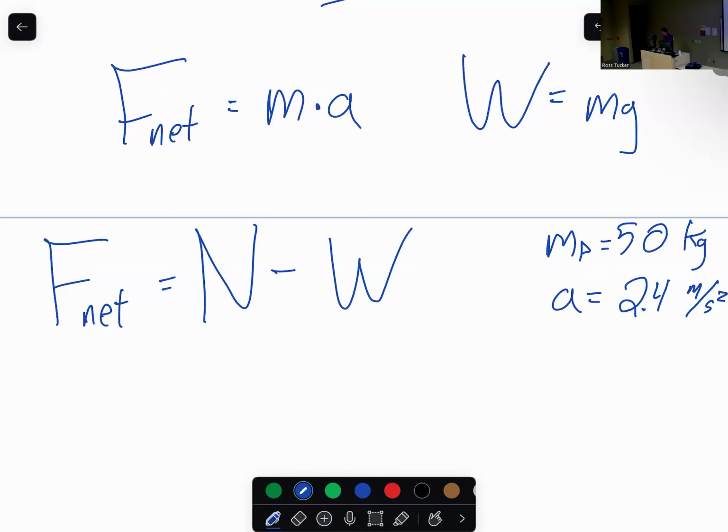Person who asked, solve for N equals W plus ma. Yes, correct. Somebody asked, does N equal F plus W? That's correct.